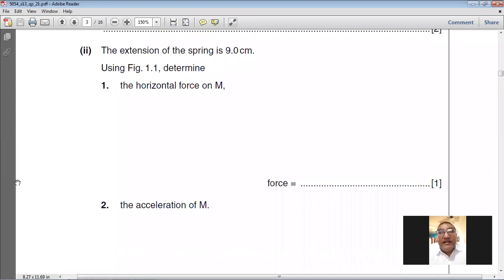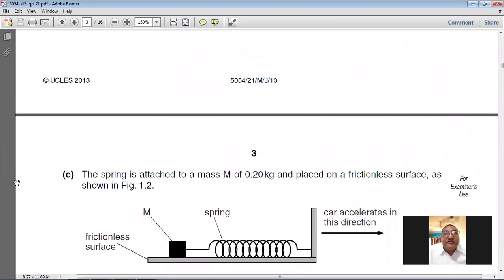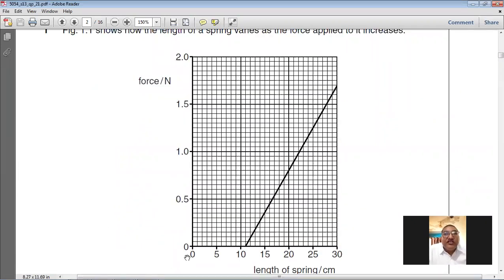Second part, the extension of the spring is 9 centimeter. Using the figure 1.1, determine the horizontal force on M. So we have to use the figure 1.1. Let's open that figure. The extension in the spring is 9 centimeter. So this is that graph. Unstretched length is 11, extension is 9. So 11 plus 9 will give you 20 centimeter length.